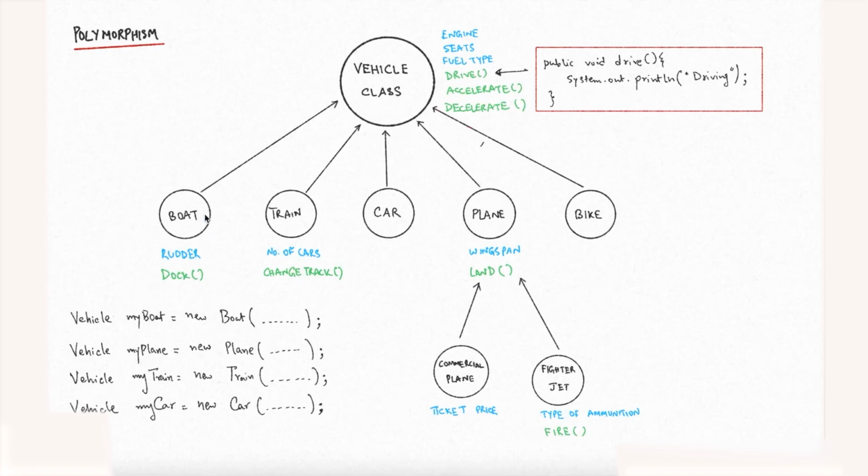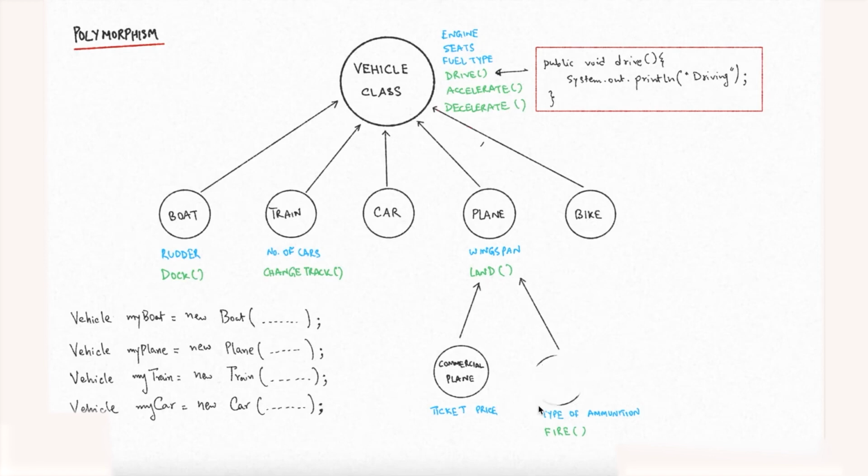But do we really drive a boat? Do we really drive a plane? No, we sail a boat and we fly a plane. We drive a car. So what can we do so that whenever we use the drive method, based on what type of object is calling it, we change the output of the drive method?